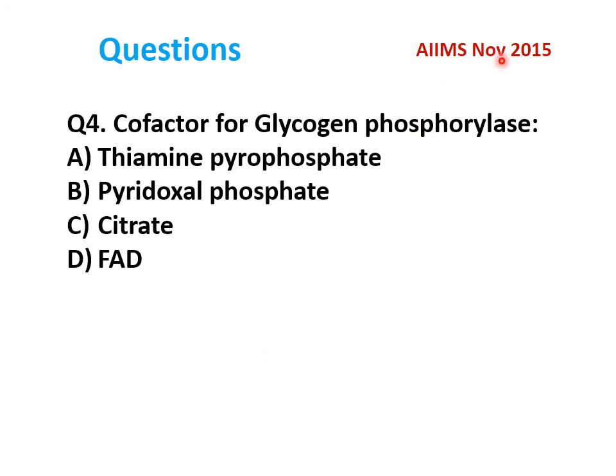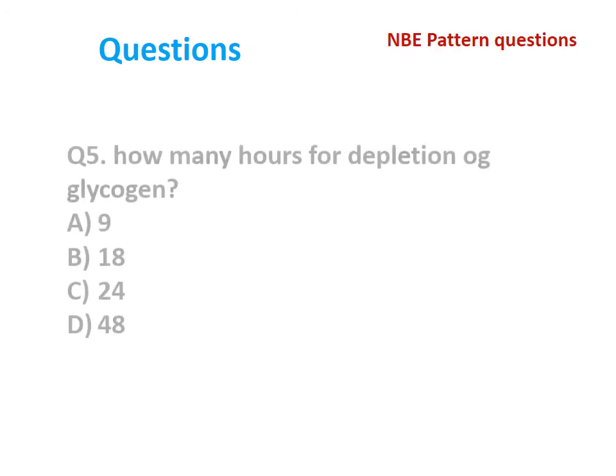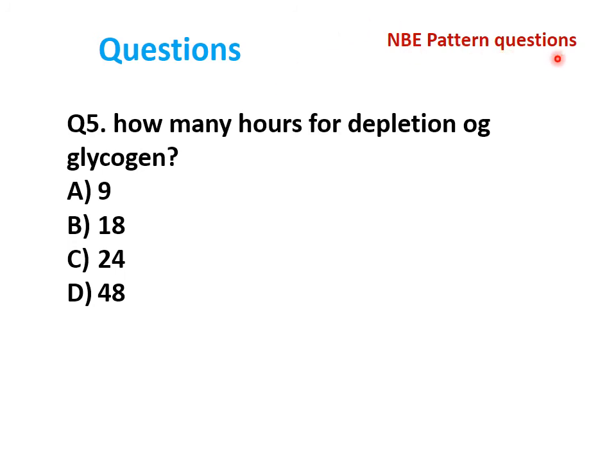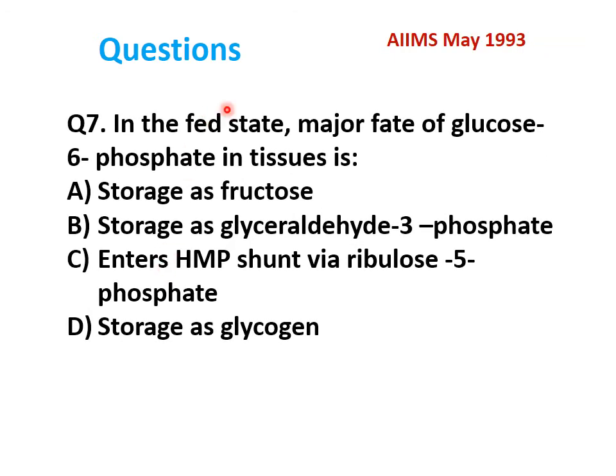The next question, from AIIMS November 2015. The cofactor for glycogen phosphorylase is thiamine pyrophosphate, pyridoxal phosphate, citrate or FAD, and the answer is pyridoxal phosphate. Then NBE pattern questions. How many hours for depletion of glycogen? 9 hours, 18 hours, 24 hours or 48 hours, and the answer is 18 hours. This question was present in AIIMS May 1993.